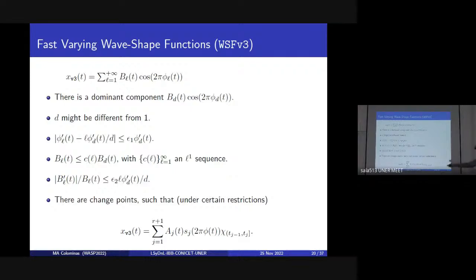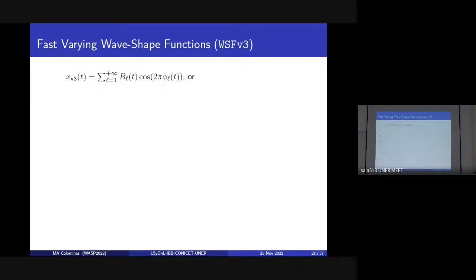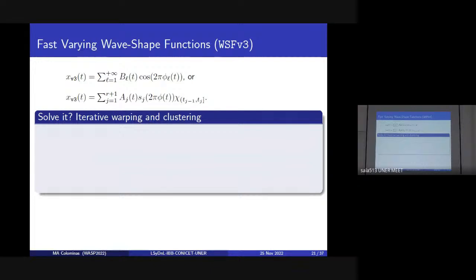The thing is that you will have some different waveforms for different segments of your observed signal, and you want to solve this and try to estimate this Sj. Now we do have Sj. We have different wave shape functions for different times. That's the general idea of this model, and we want to solve it using iterative warping and clustering.